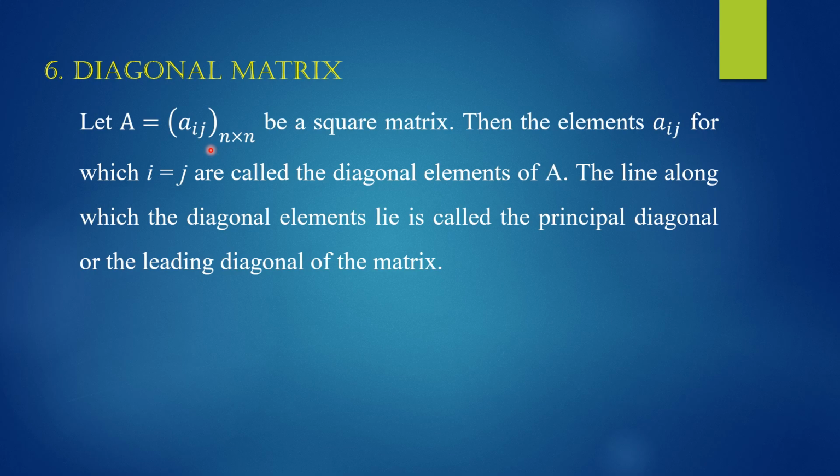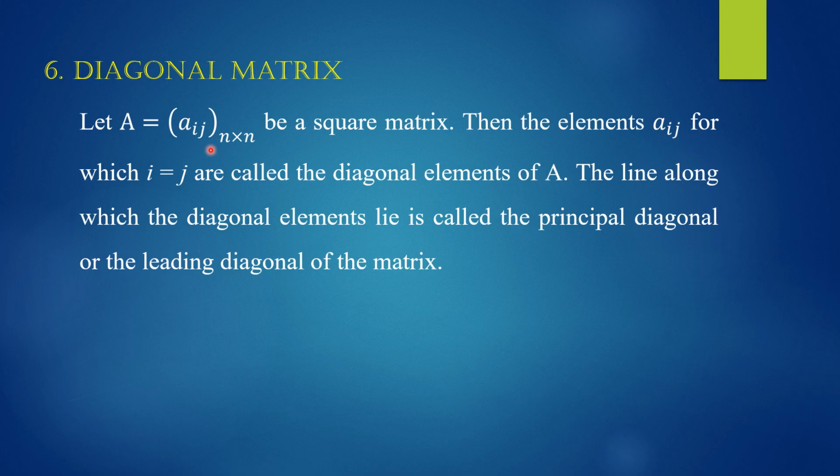So after writing the expanded form of a square matrix, whatever order you are taking, but it should be a square matrix, then those elements for which i equals j, that is, the elements whose row number and column number are equal, that is, a11, a22, a33 and so on up to ann, are called the diagonal elements of a matrix.